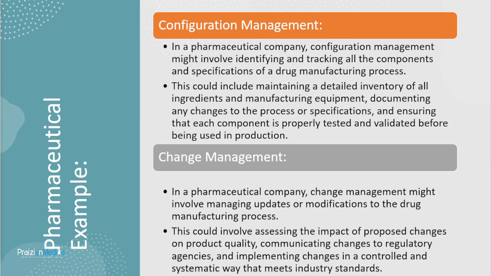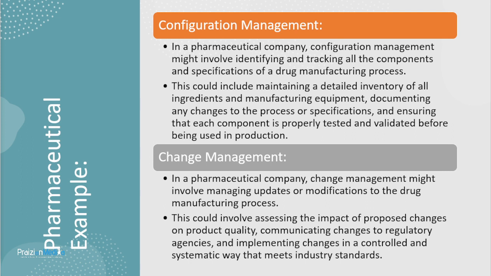On the flip side, change management could involve managing updates or modifications to the drug manufacturing process. This could involve assessing the impact of proposed changes on product quality, communicating changes to a regulatory agency like the FDA and others, and implementing changes in a controlled and systematic way that meets industry standards.